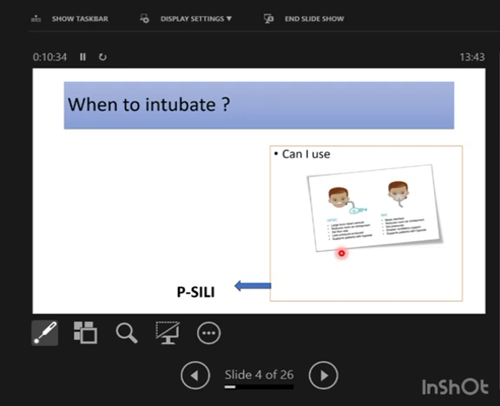How many of you want to go for invasive ventilation in a septic shock patient? We are talking about septic shock. Raise your hands. I don't want to discourage you, though nobody is raising. You want to use NIV in septic shock?